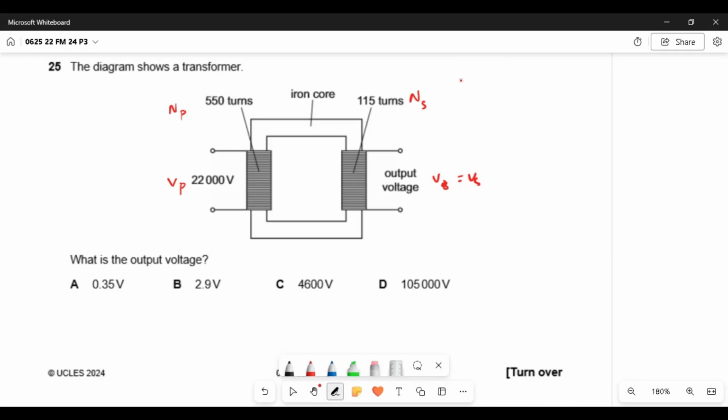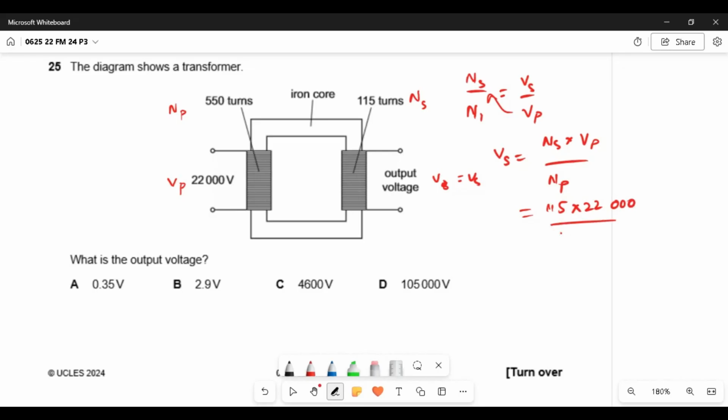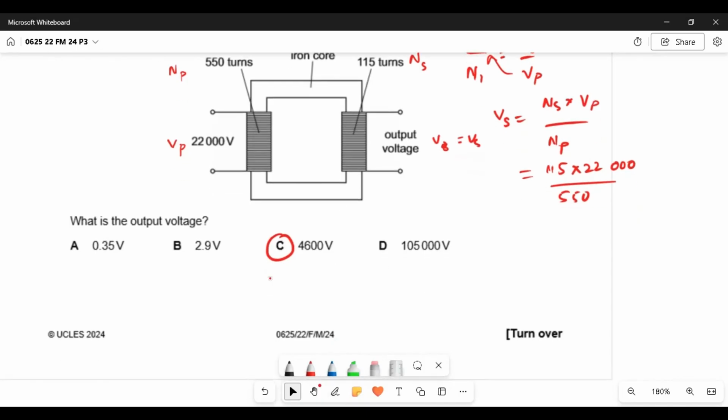So we know that Ns over Np is equal to Vs over Vp, secondary over primary voltage. We need the secondary voltage Vs, so I can say Ns times Vp over Np because I moved this one up. So here the number of turns in the secondary is 115, primary voltage 22,000 volts over 550. So I got 4,600 volts.